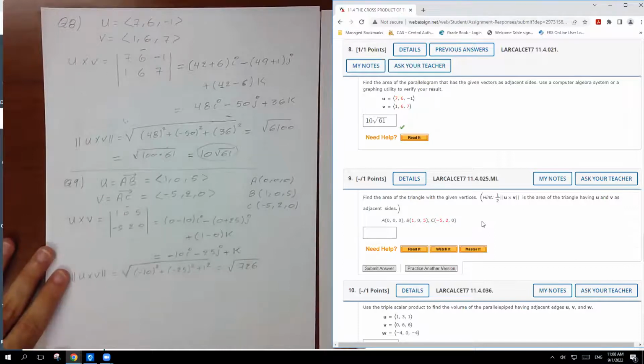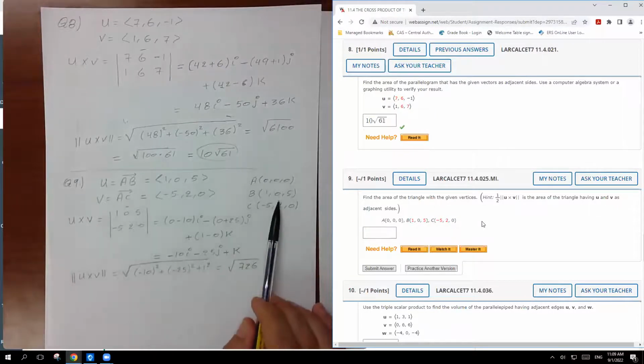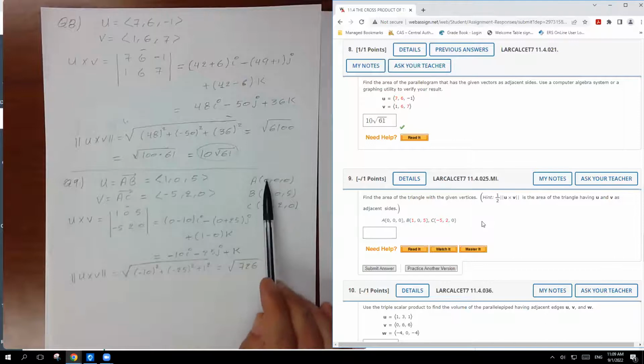I was doing the triple scalar product because there are 3 vectors. Is that wrong? No, these are not vectors. Be careful. These are points, the vertices. So I can't use the triple scalar product, because the triple scalar product is with vectors.